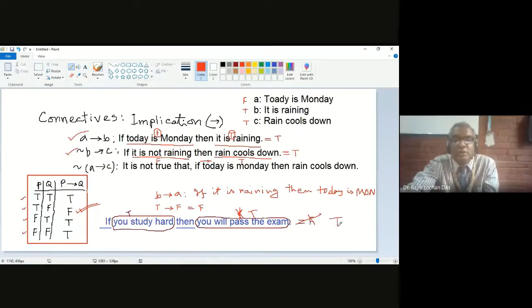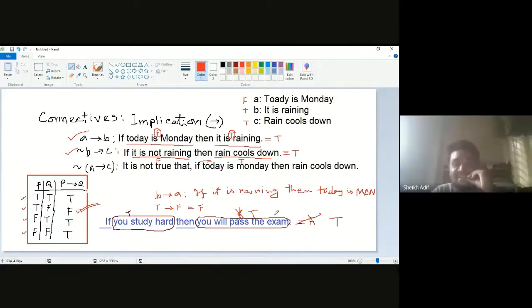Okay, fine. Then sir is saying correctly, sir. I studied hard, so I passed the exam. Yes, sir. But you got my point, sir? What if first, the studying is false and the exam is true?